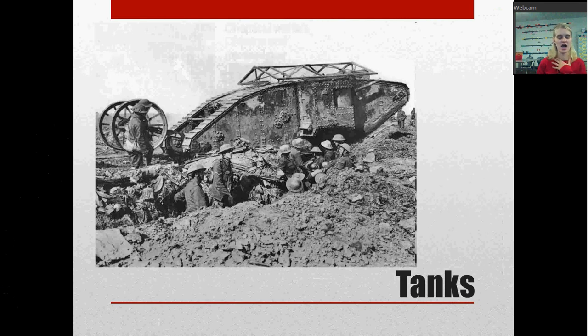Then finally, I got a picture here of some of those first tanks. So again, you can see it's pretty rudimentary compared to what you think of a tank today, but if your option is a tank or a horse, I think the tank wins, right?